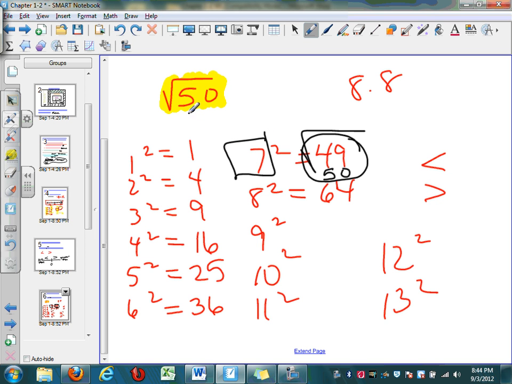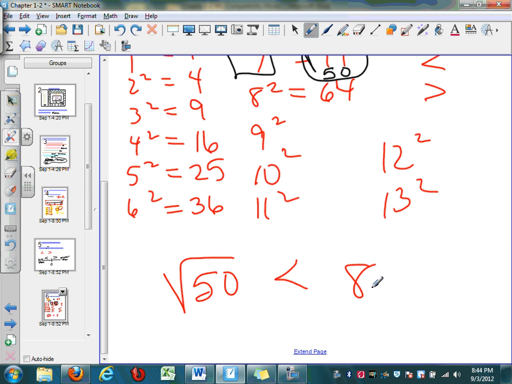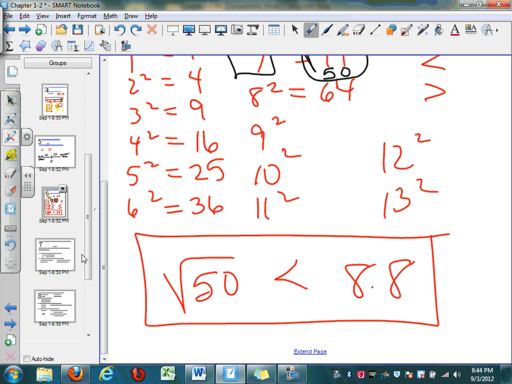Which means if this is approximately 7, is 7 less than or greater than 8.8? Well, 7 is less than 8.8, so therefore I can easily put in there that the square root of 50 is going to be less than 8.8. And this is exactly how I expect you to do it on your homework this evening too. So the square root of 50 is less than 8.8. Okay, and again, you guys are going to be able to do that tomorrow. We'll talk about things like this and answer any questions that you have.